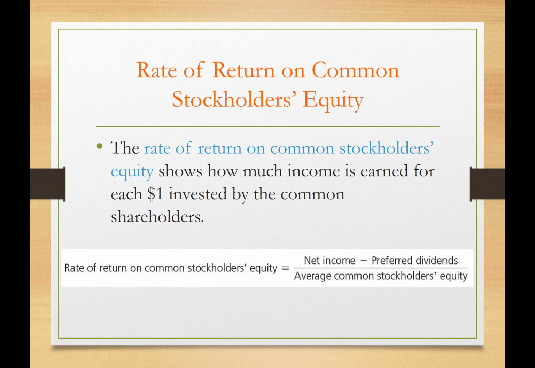Rate of return on common stockholders' equity here. Again, if you look at this, we want to make sure we understand how much net income we are generating for every $1 invested by the common stockholders. So to get this formula, we have to take the net income. Don't forget we have to subtract out preferred dividends because we're only talking about common stockholders here. And then we would take net income minus preferred dividends and divide by average common stockholders' equity.